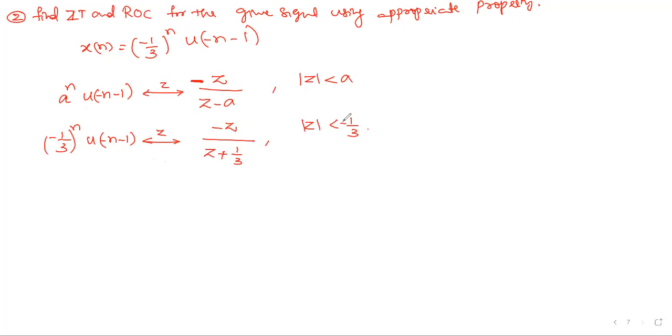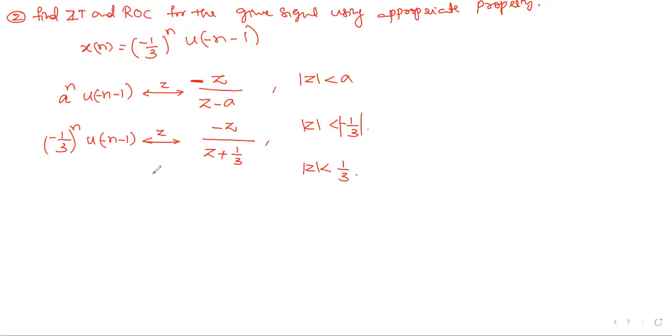Sir, you can ask about the minus 1 by 3. No, mod z is less than minus 1 by 3? You can write mod z is less than 1 by 3 because mod z is nothing but the radius. Can the radius of a circle be negative? No, it will always be a positive value only. That's why mod z is less than 1 by 3.